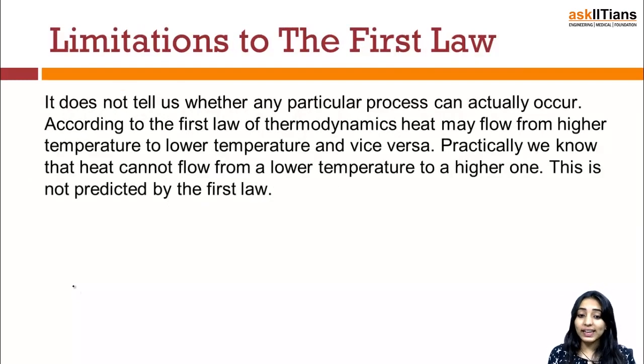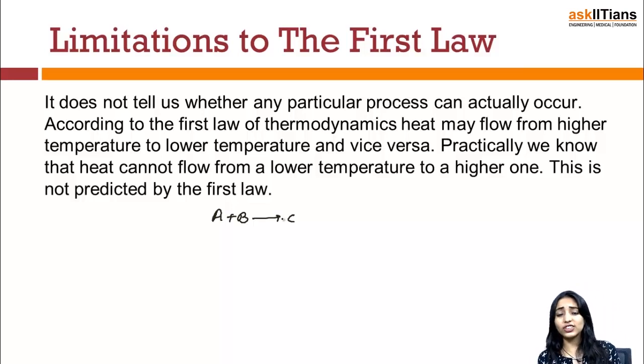Now once we are done with this, let us come over to the limitations of the first law. Let's discuss what the limitations of the first law are. The first law doesn't tell us whether any particular process is actually going to occur or not. For example, say there is a reaction A plus B forming C. Using the first law, I can predict whatever energy change takes place inside the system, and how the internal energy of the system is going to change. But the first law doesn't give me any information on whether the process is actually going to occur or not.